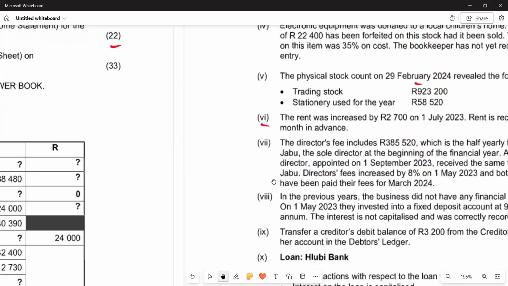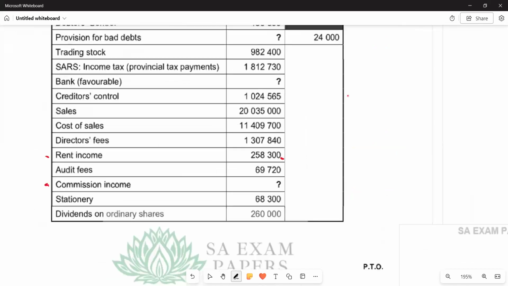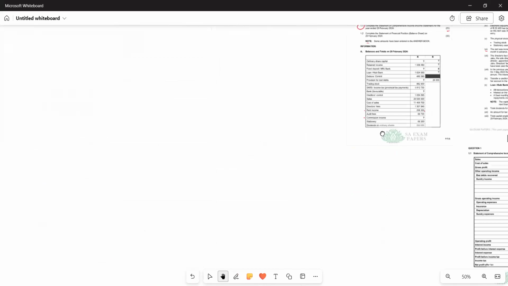We can just recheck it. The total that we are given in the question is rent income 258,300. So it's equal to 258,300.